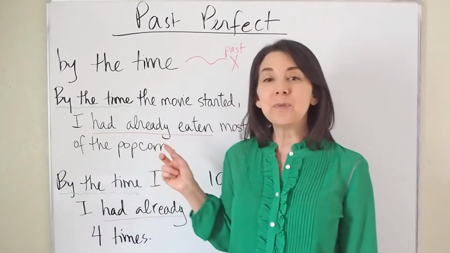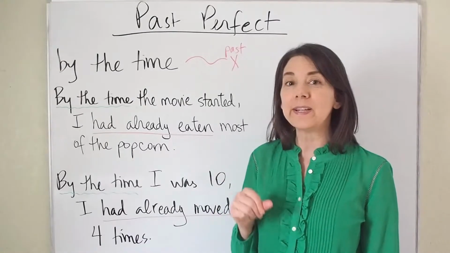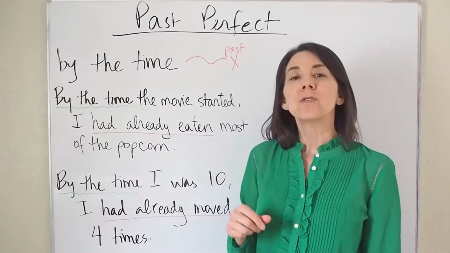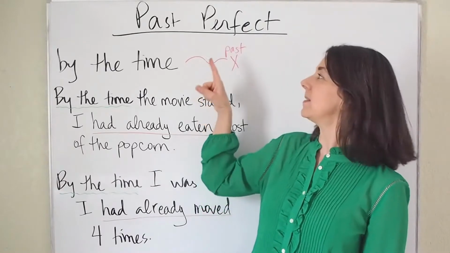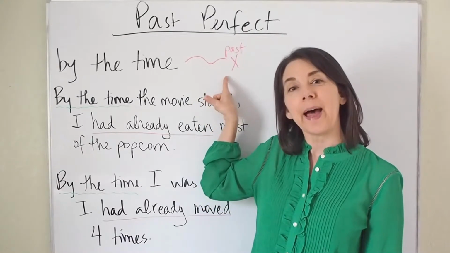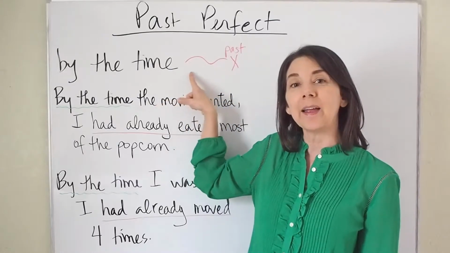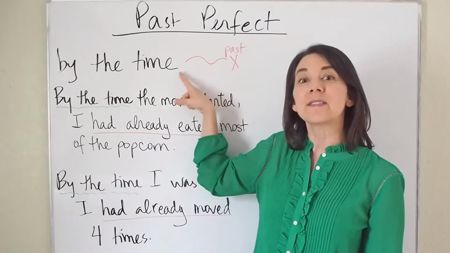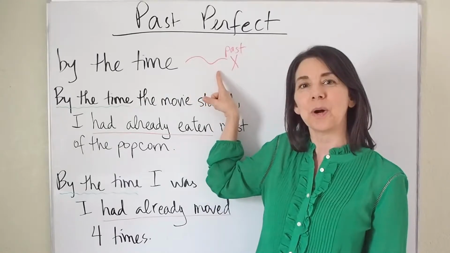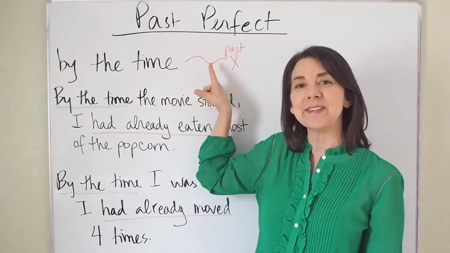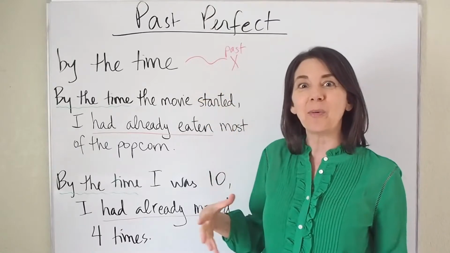By the time the movie started, I had already eaten most of the popcorn. So what does that mean? That means that there's this event that happened in the past, which is the movie started. But by the time the movie started, something else had happened. What was it? I had already eaten most of the popcorn. That always happens to me.